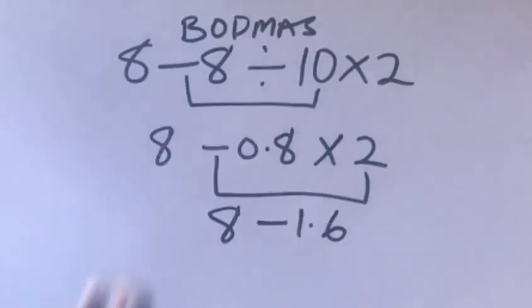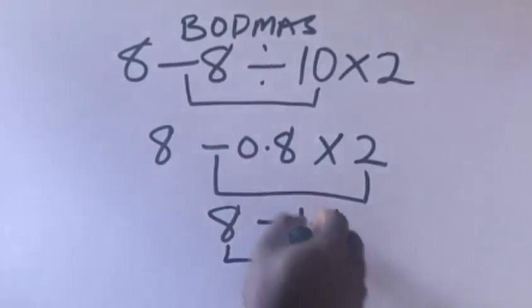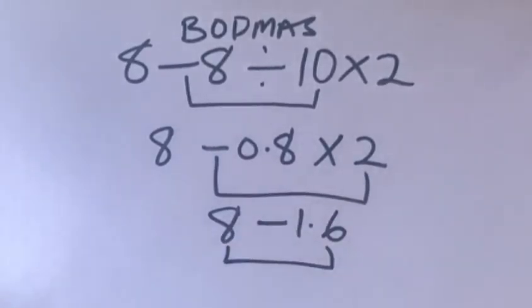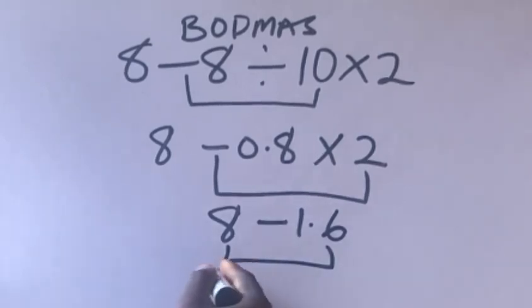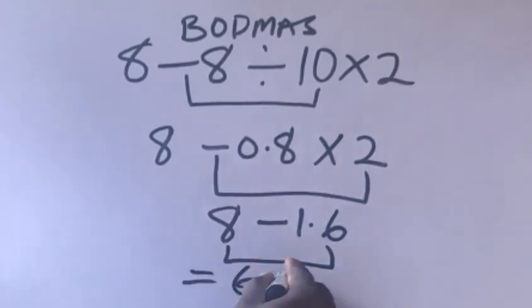And put your 8 here. 8 minus 1.6 will give us 6.4. 8 minus 1.6 is equal to 6.4. This is our final answer.